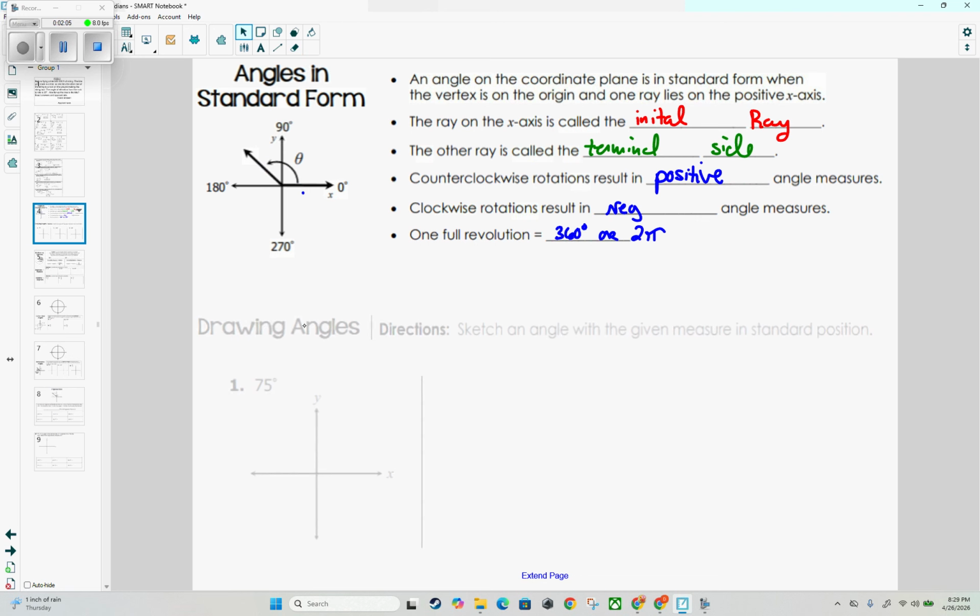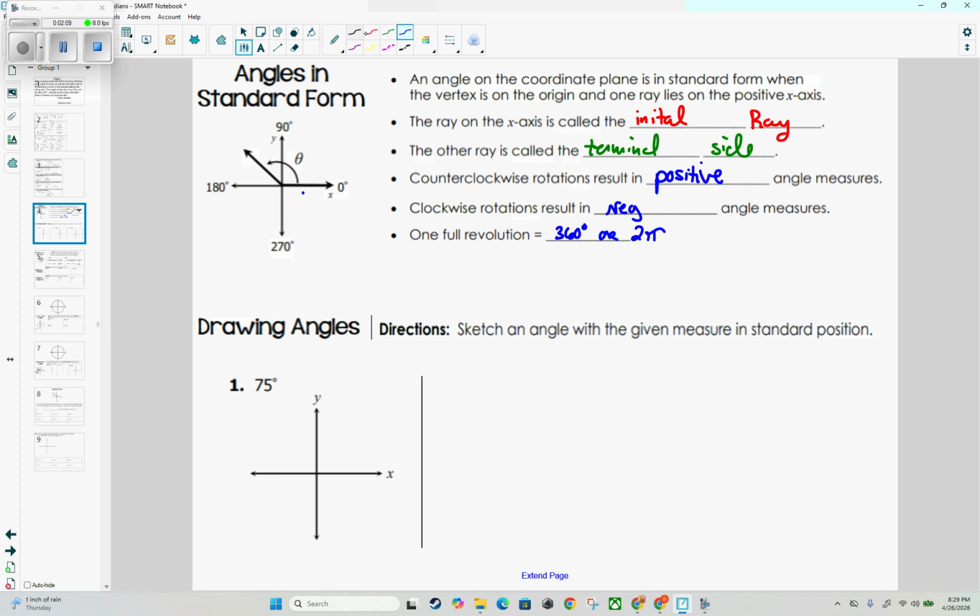All right, now that we have the terminology, we have a couple of drawing ones for you. Starting off, where do you think 75 degrees would be here? It's positive, so I know I'm going to head in the counterclockwise direction. If this is 90 degrees, it's somewhere over here. You could put a line up here, and that would be roughly where 75 degrees is.